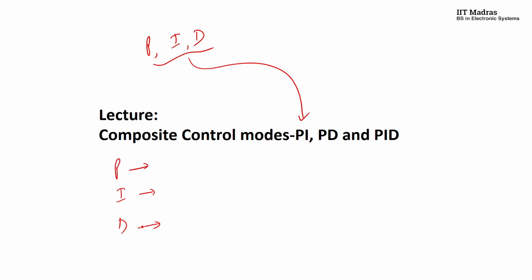So what is the advantage of the proportional controller? The advantage is that it is instantaneous. It reacts instantaneously with respect to the error. Of course, the offset error will never become zero using a proportional controller. We have discussed this already.